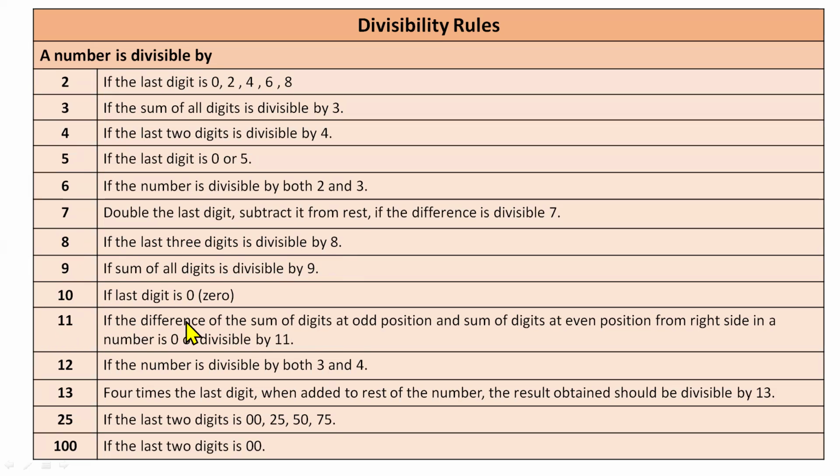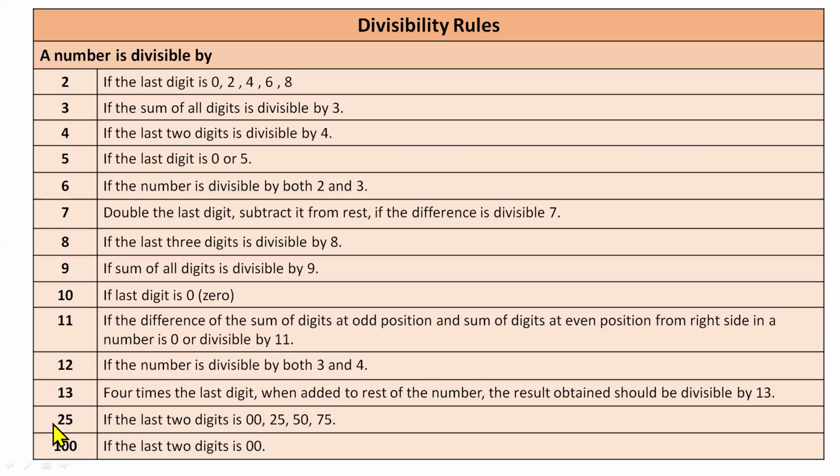11, if the difference of the sum of digits at odd positions and the sum of digits at even positions from the right side is either 0 or divisible by 11, then the number is divisible by 11. For 12, the number should be divisible by both 3 and 4. 13, 4 times the last digit, then added to the rest of the number, the result should be divisible by 13.